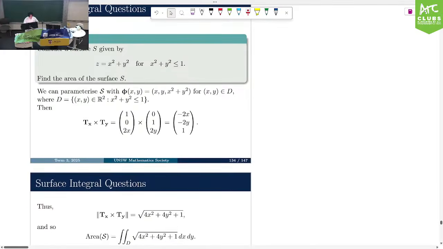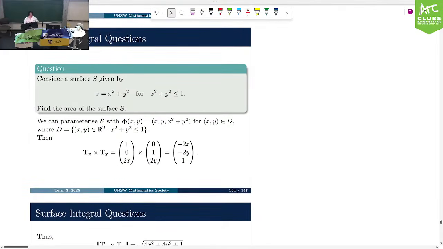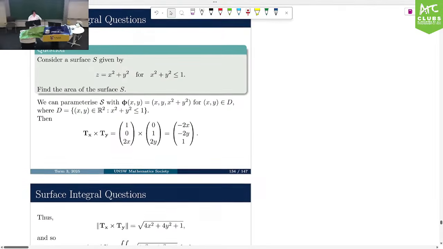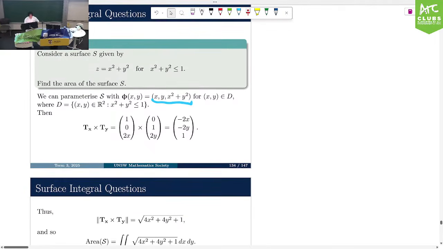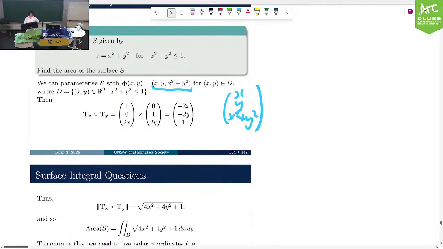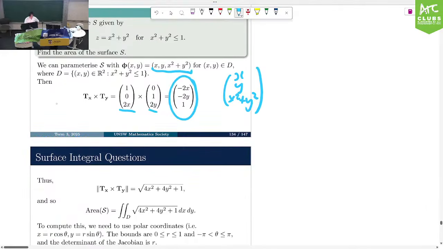Okie dokie. So here we have an example. Consider a surface S given by this parameterization x and y, which is pretty easy to work with. When we differentiate x, y, x squared plus y squared with respect to x, we get our tx. When we differentiate with respect to y, we get our ty. When we cross product this, we have our normal.